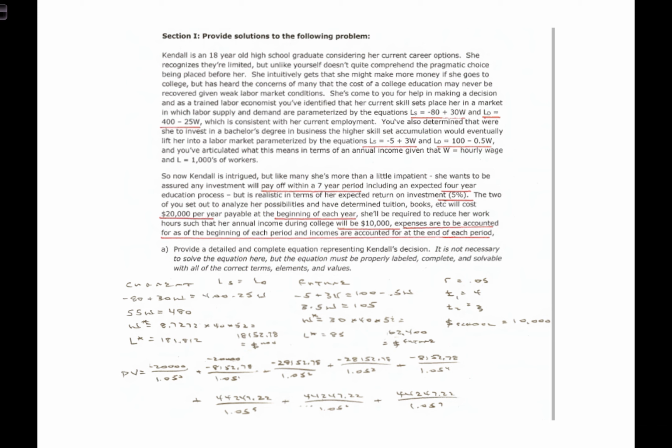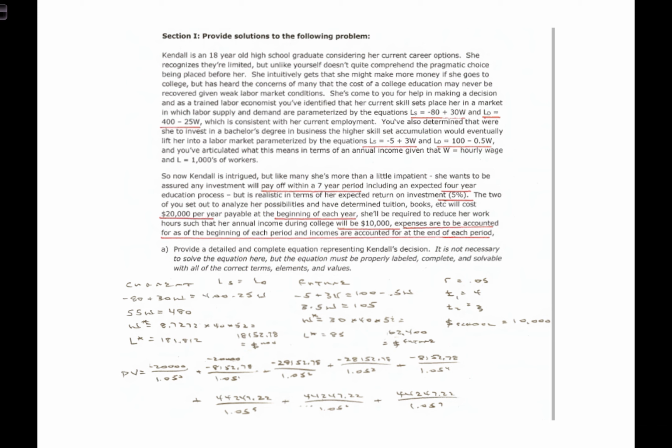You're told that it's going to cost her $20,000 per year payable at the beginning of the year, and that while she's working, she's going to reduce her current income by $10,000 a year so that she can go to school full time. I further indicate that expenses are to be accounted for at the beginning of each period and incomes are to be accounted for at the end of each period.